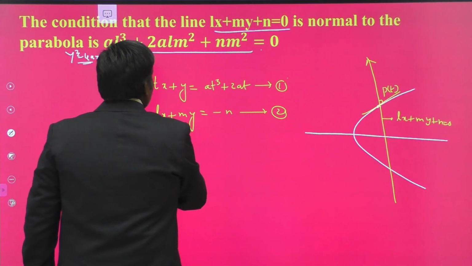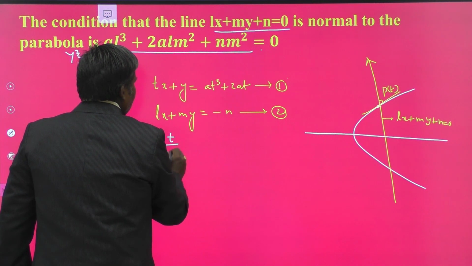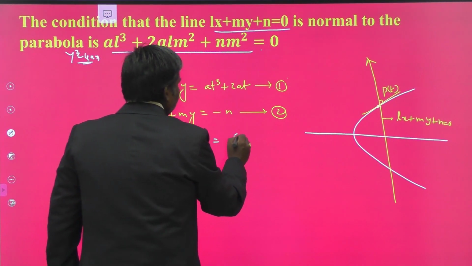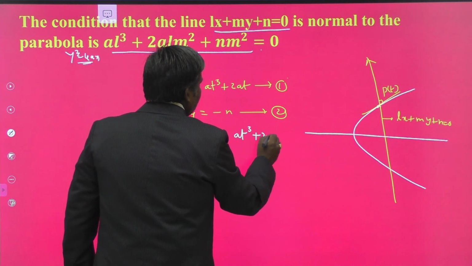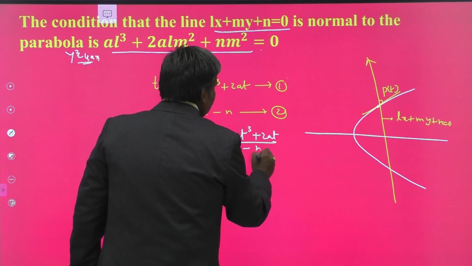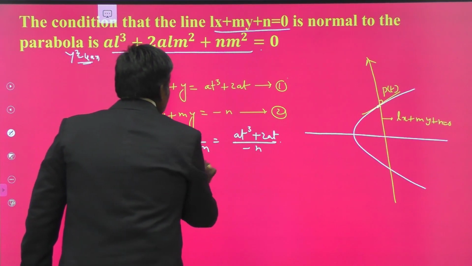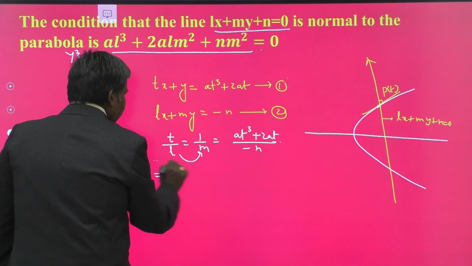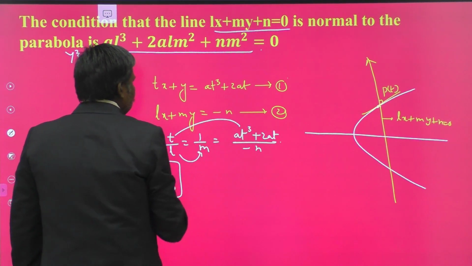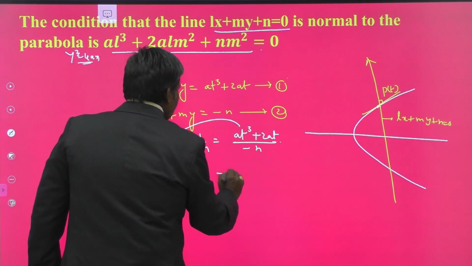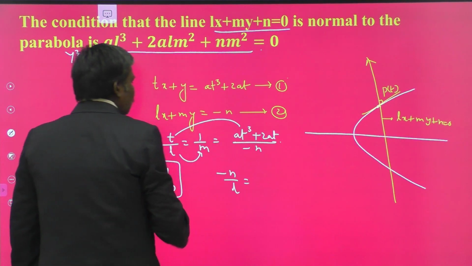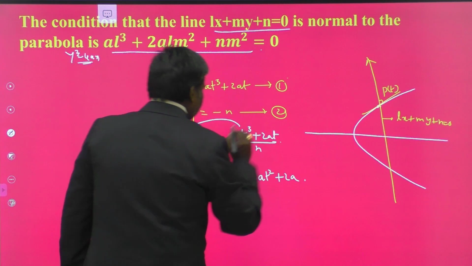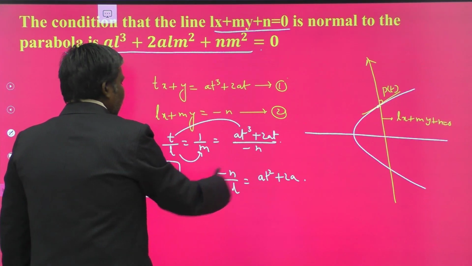So, what is the x coefficient here? t/l = 1/m = (at³ + 2at)/(-n). From these two, we obtain t = l/m. And again equate these two. t gets cancelled. -n/l = at² + 2a. Replace t by l/m here itself.